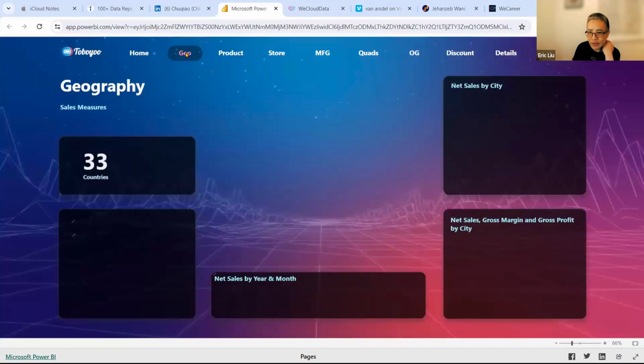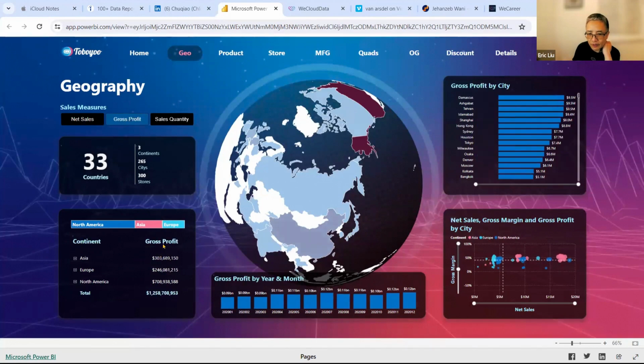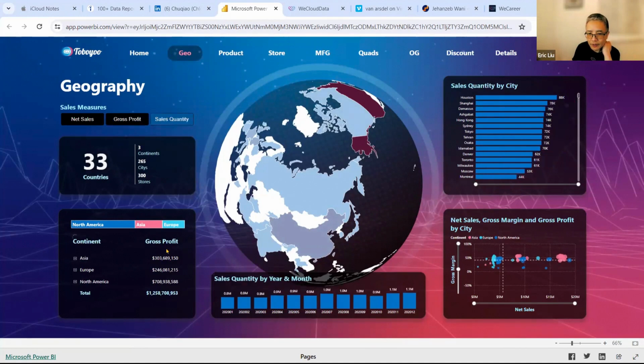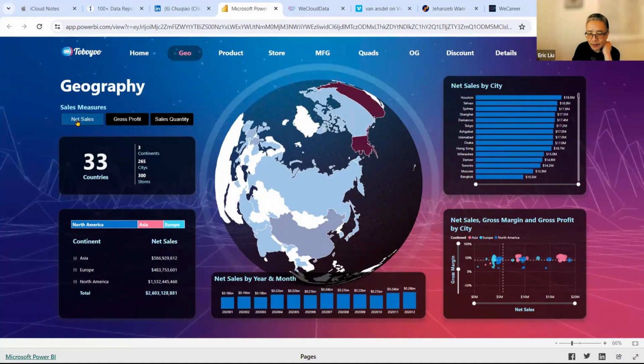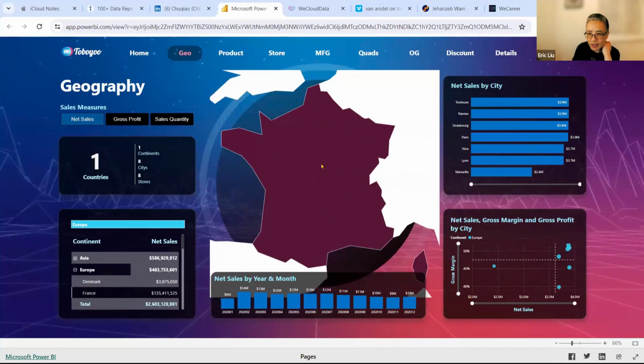If you go to geography, you can toggle net sales. If you change to gross profit, everything you see is gross profit, you see? Sales quantity. So this becomes sales quantity. Net sales again. If I want to see Europe, you see Europe. If I want to see a particular country, the map will show that country.